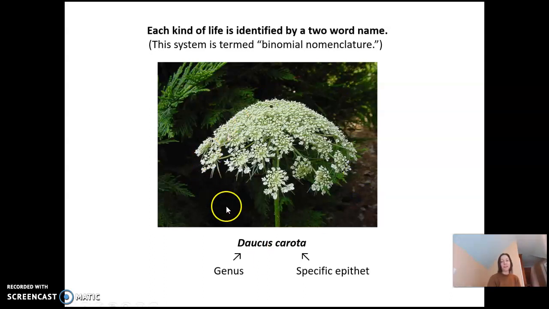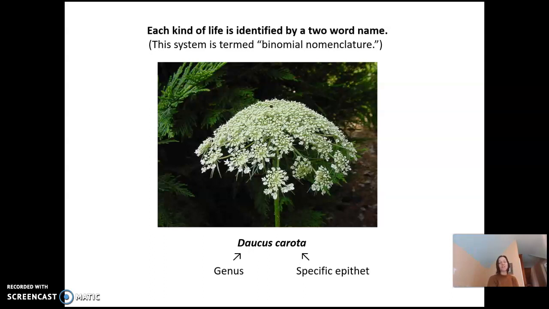This plant here in the picture is Queen Anne's lace, or wild carrot. It's a native plant in New England. This beautiful umbrella-shaped floral arrangement at the top with a little dark flower in the middle. It's Daucus carota, and carota sounds like carrot. It's wild carrot. So Daucus carota is its scientific name. That's the binomial name that we use to determine this.